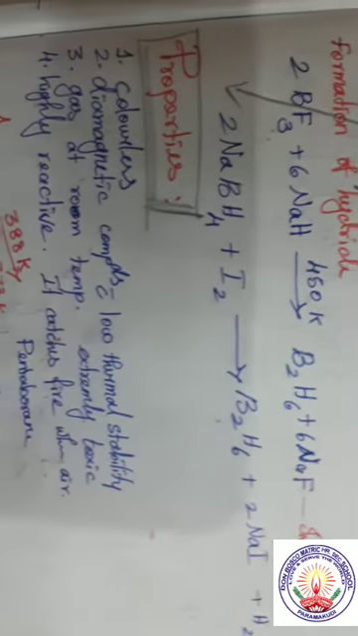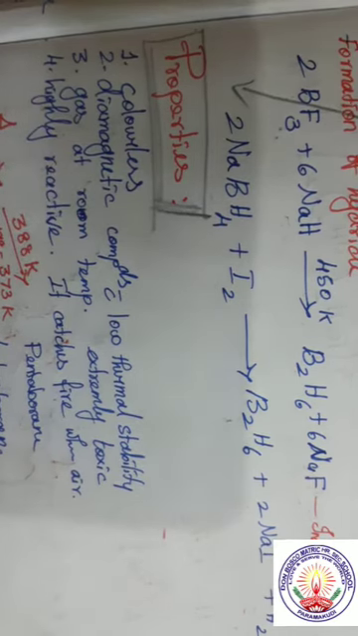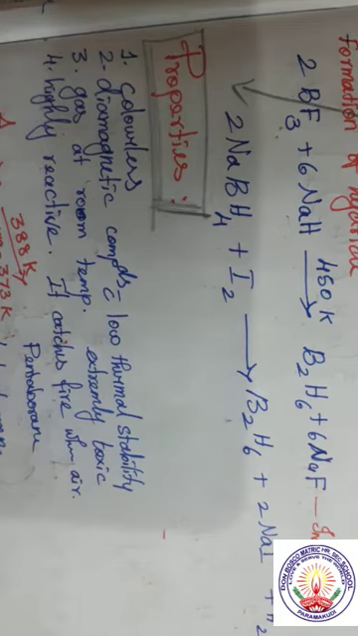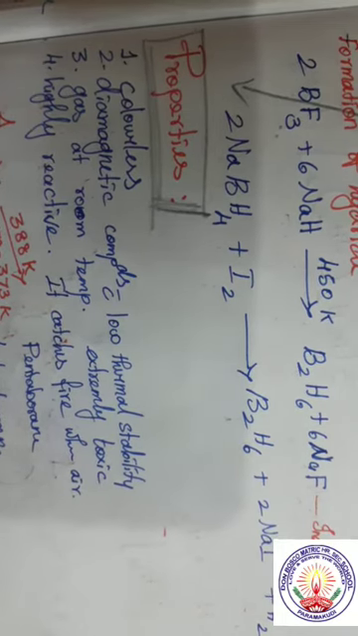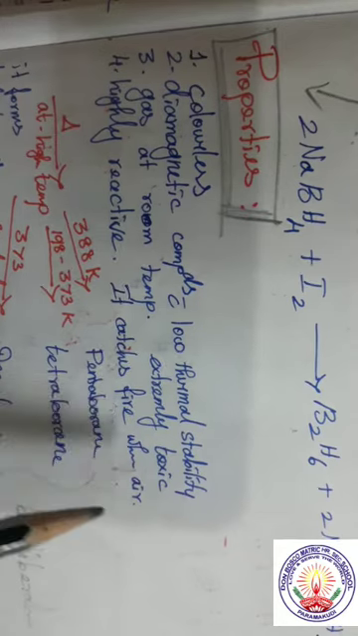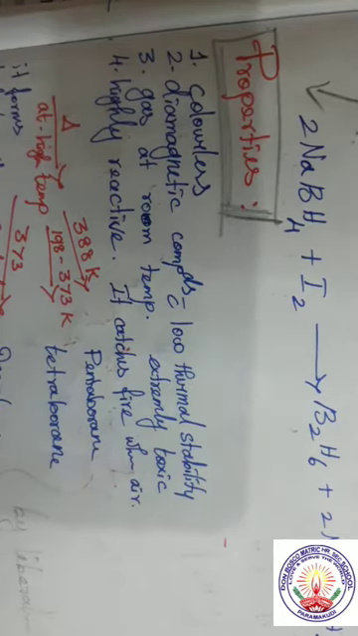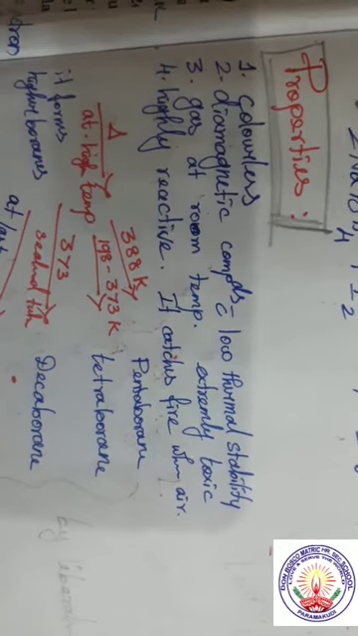Next we shall see the properties. It is a colorless diamagnetic compound with low stability. This is a gas at room temperature. This is extremely toxic. Highly reactive, it catches fire when it is exposed to air. Note this point, it catches fire when it is exposed to air when it is not in pure form. When it is impure, it catches fire.